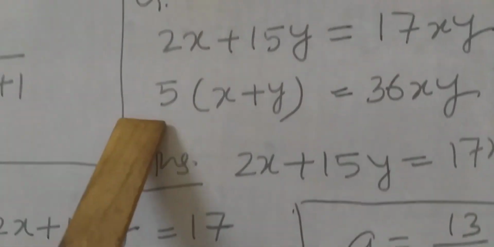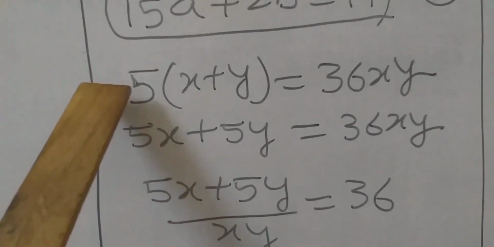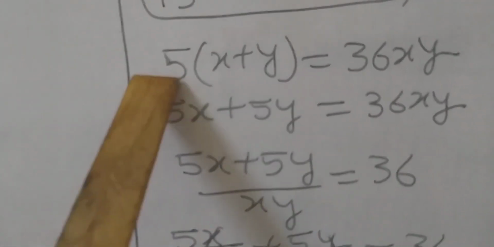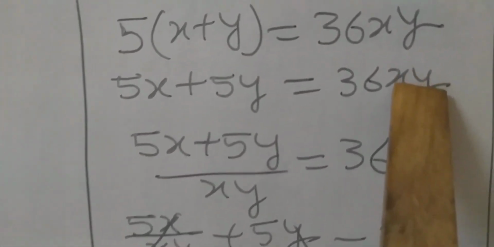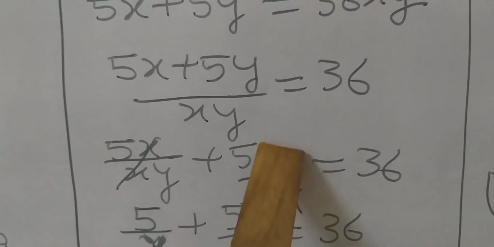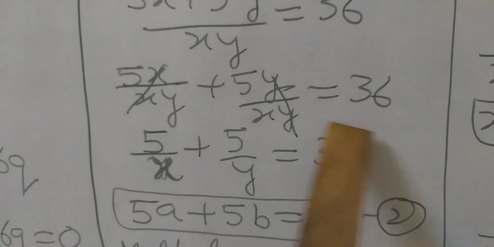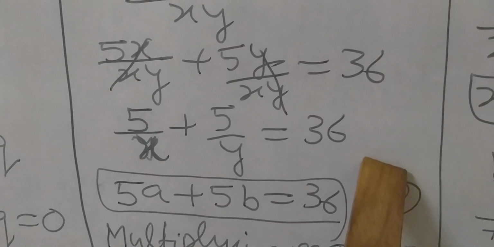Now students, we are going to take the second one to change it into proper form. So first of all we have to open the bracket. 5x plus 5y equals to 36xy. Now in the same way we have to write xy in the denominator here. Separate them: 5x upon xy plus 5y upon xy equal to 36. So it will become 5 upon x plus 5 upon y equal to 36.